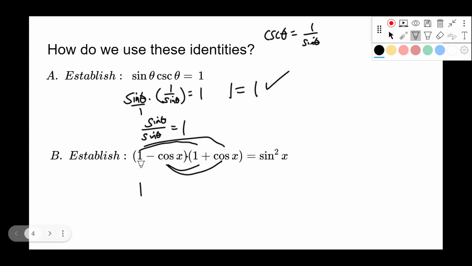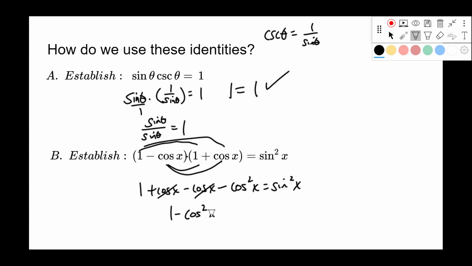1 times 1 is 1. 1 times cosine is cosine. Minus cosine times 1 is negative cosine. Positive times a negative is a negative. Cosine times cosine is cosine squared. All right, that has to equal sine squared. So cosine x minus cosine x, they knock each other out. That leaves me with 1 minus cosine squared x equals sine squared x.